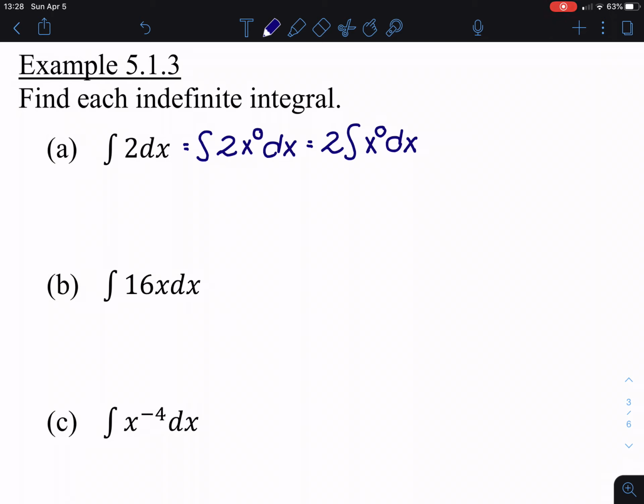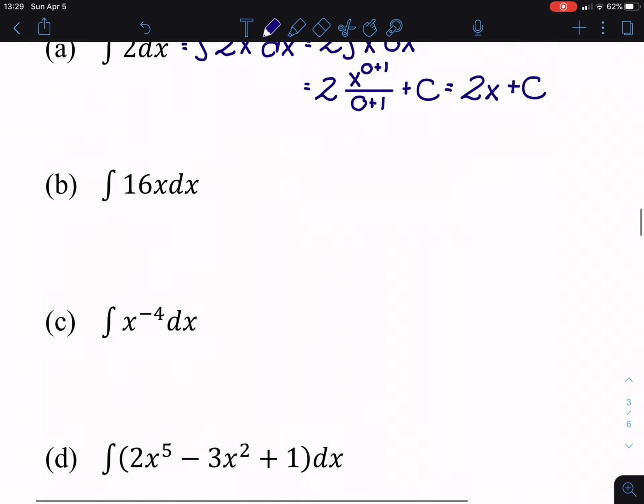And now I can apply the power rule for indefinite integrals. So what I do is I take x to the exponent plus 1, and put that over the exponent plus 1. And then I can't forget my plus c because it's an indefinite integral. So when I do this, 0 plus 1 is just 1. So this becomes 2x plus c. And I can very quickly see that if I take the derivative of 2x plus c, the derivative is 2.